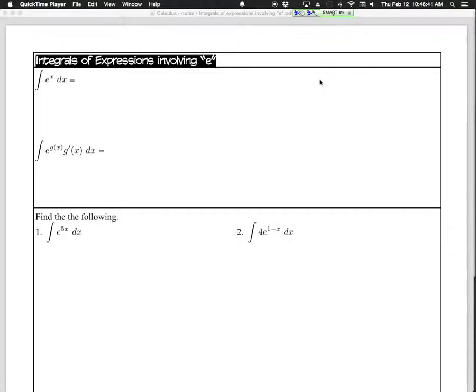Okay, today we're looking at finding antiderivatives of exponential functions. So yesterday we learned that the derivative of e to the x was e to the x, which means that the integral of e to the x is e to the x.